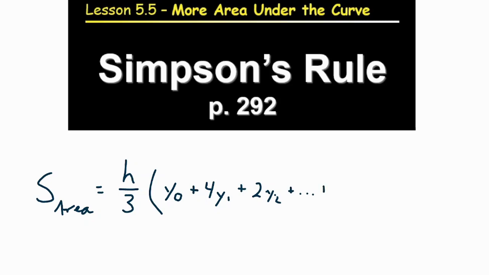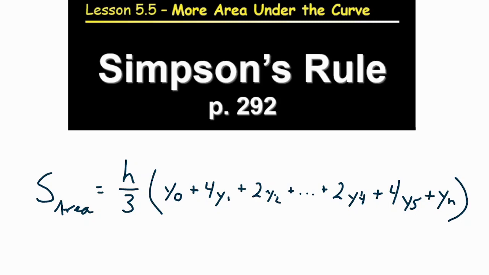Again, the 4-2-4 pattern is going to continue until you get to the third to last y value. We'll just call that y sub 4. So you get 2 y sub 4, and then you'll get 4 y sub 5, until you get to the last y value, which we'll just call y sub n. You just use one of those.